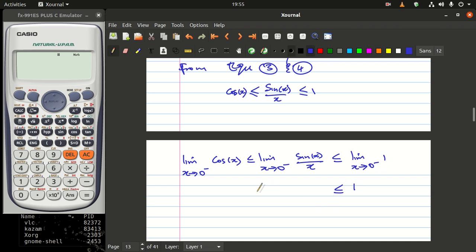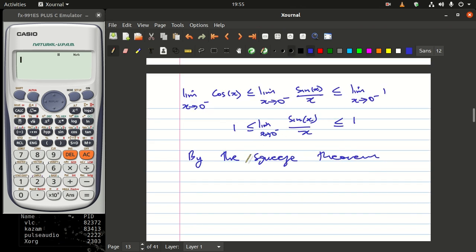It is that constant, less than or equal to the limit as x approaches 0 on the left of sine of x divided by x. And then here, if I were to plug in a 0, the cosine of 0 is just 1. So by the squeeze theorem, we can say that the limit as x approaches 0 on the left of sine of x divided by x must be equal to 1.